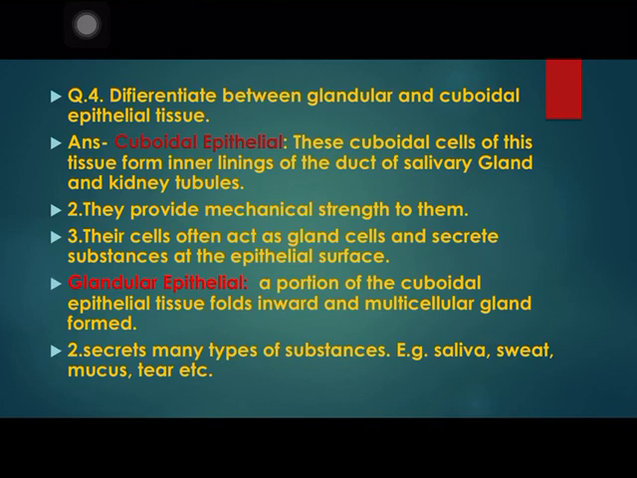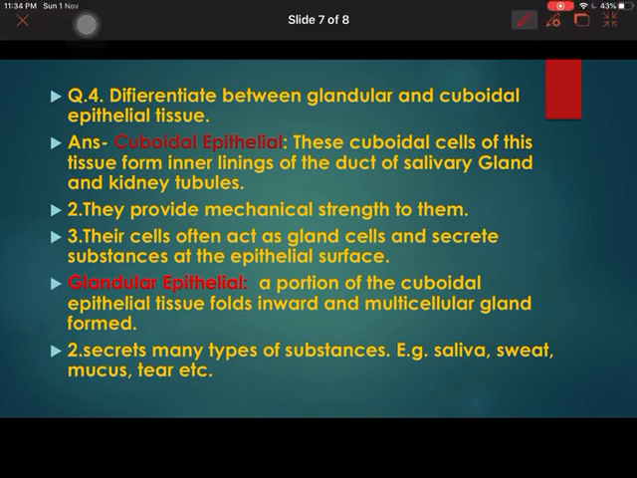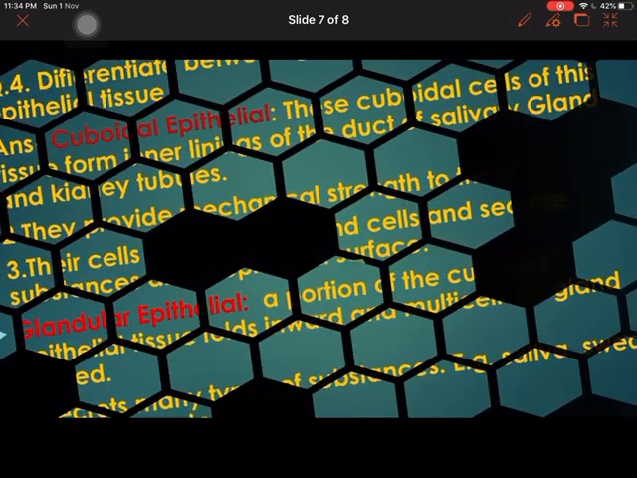Differentiate between glandular and cuboidal. You can see, these cuboidal cells of the tissue form the inner lining of the duct of salivary gland and kidney tubule. They provide mechanical strength and the cells often act as glands. In glandular epithelium, a portion of the cuboidal epithelial tissue folds inwards and a multicellular gland is formed. It secretes many types of substances, for example saliva, sweat and mucus. So these are the differences, and the question answers are complete.